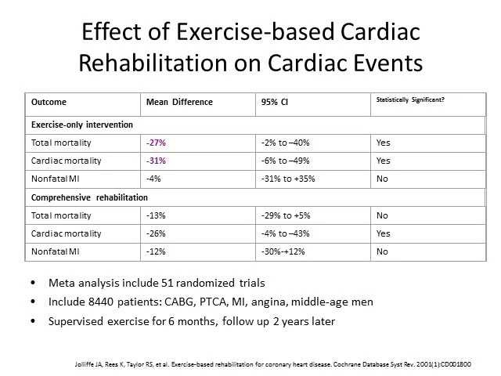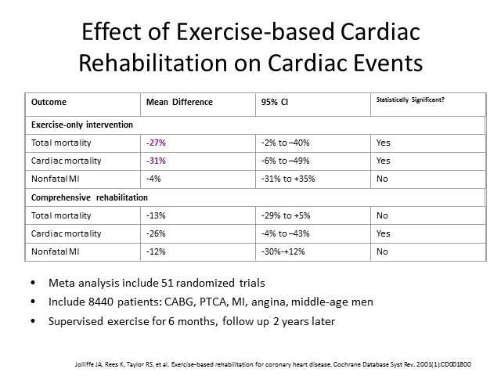What they were looking at were different supervised exercise programs for 6 months, as well as those who just completed the comprehensive rehabilitation. If the individuals only performed exercise, there was still a significant mean difference obtained for total mortality as well as cardiac mortality. While the mean difference for non-fatal MI wasn't statistically significant, having a 4% reduction in non-fatal MIs is of huge clinical significance for the individual.